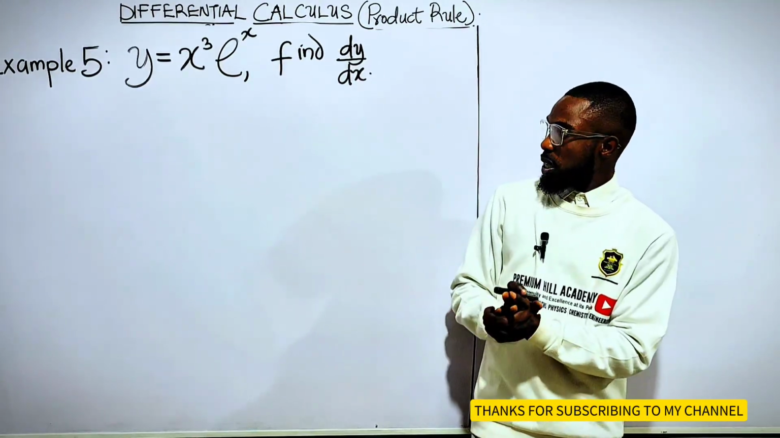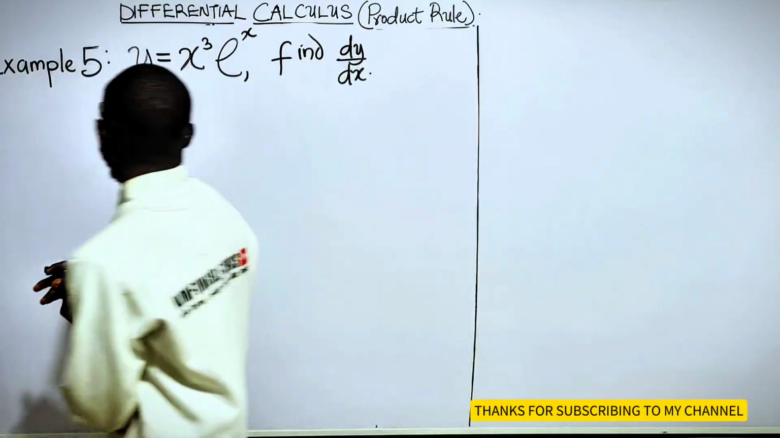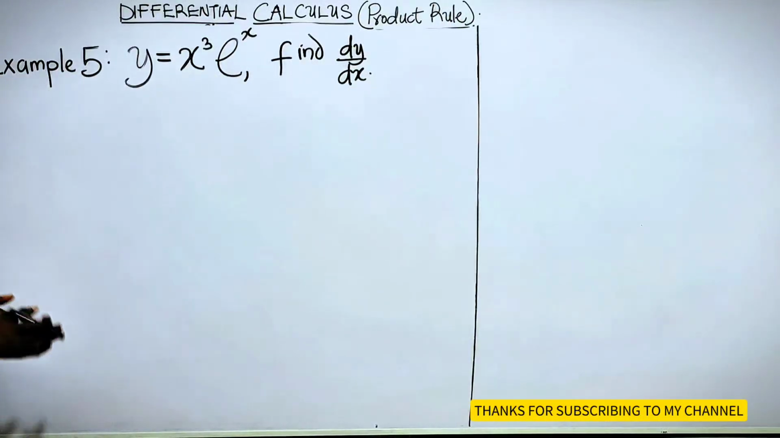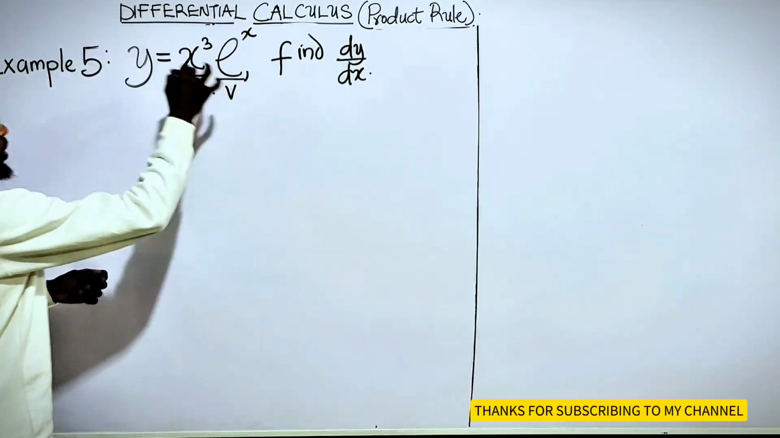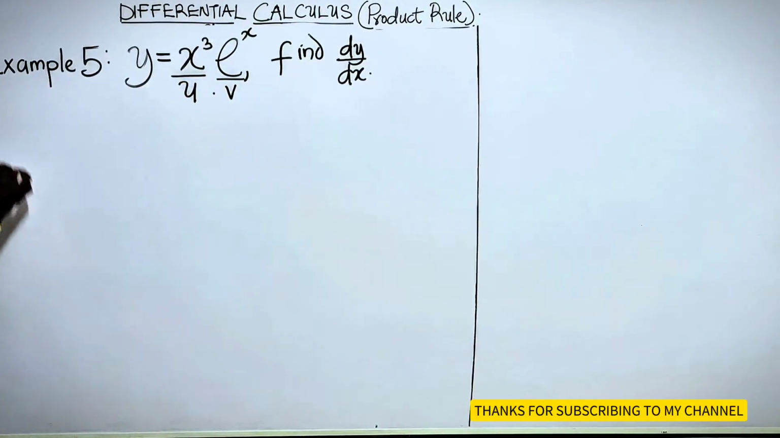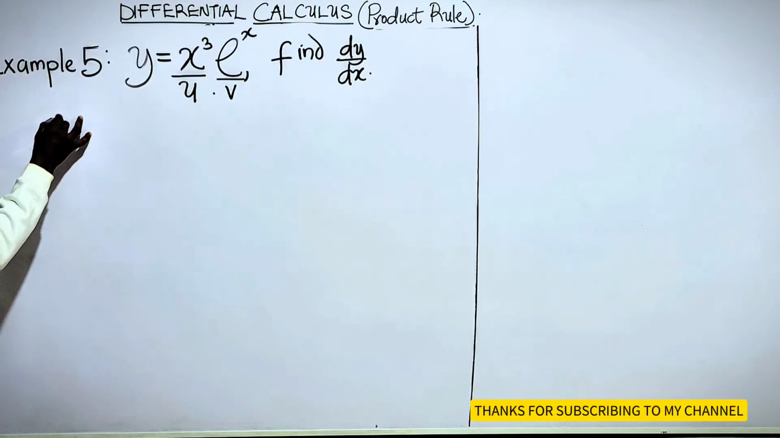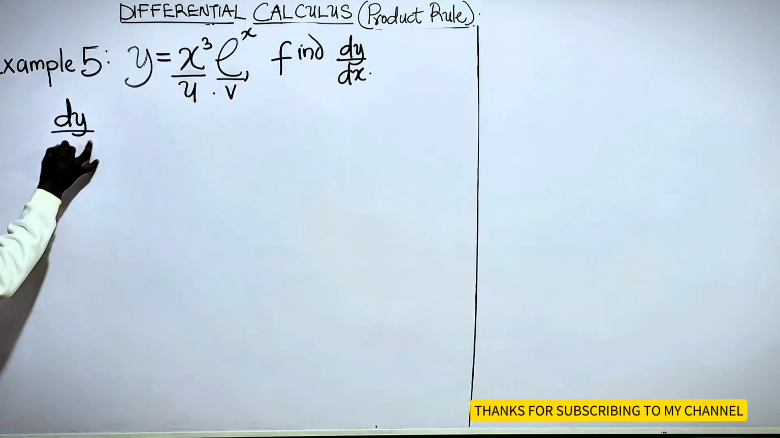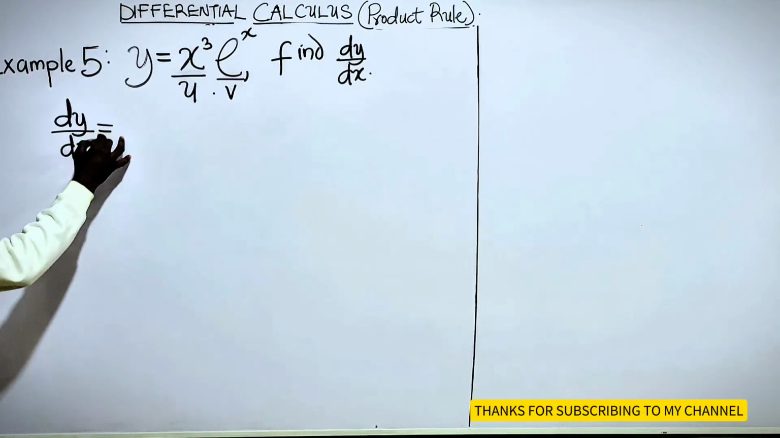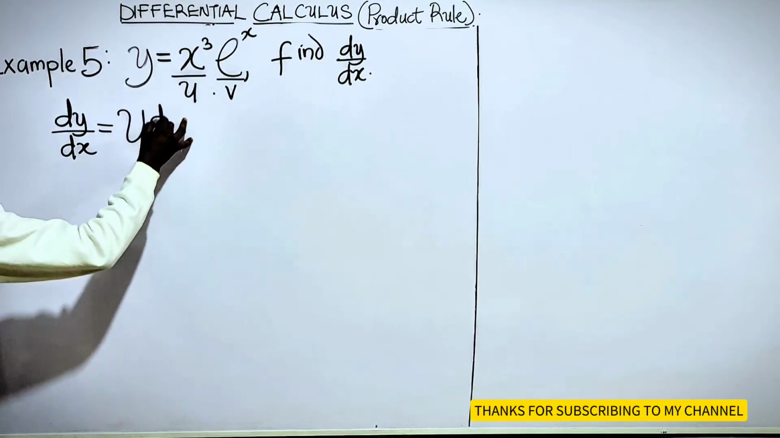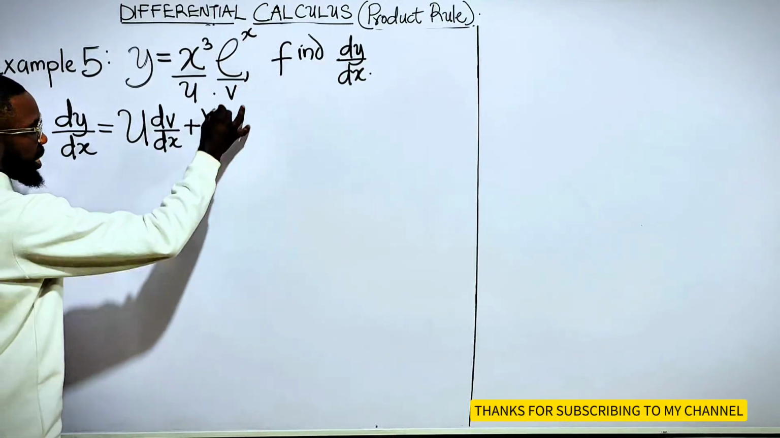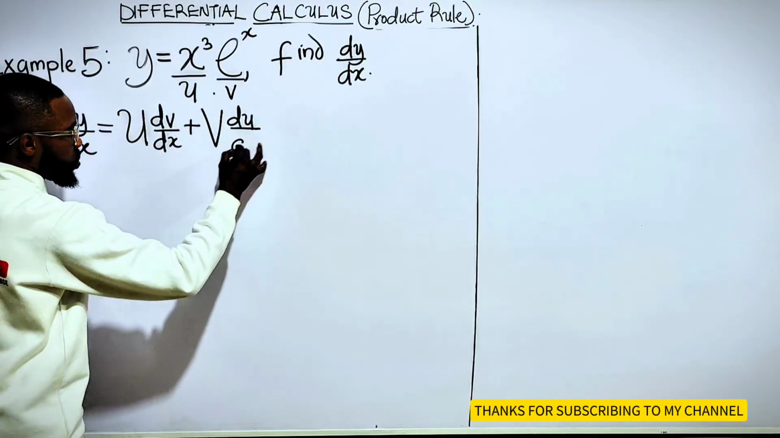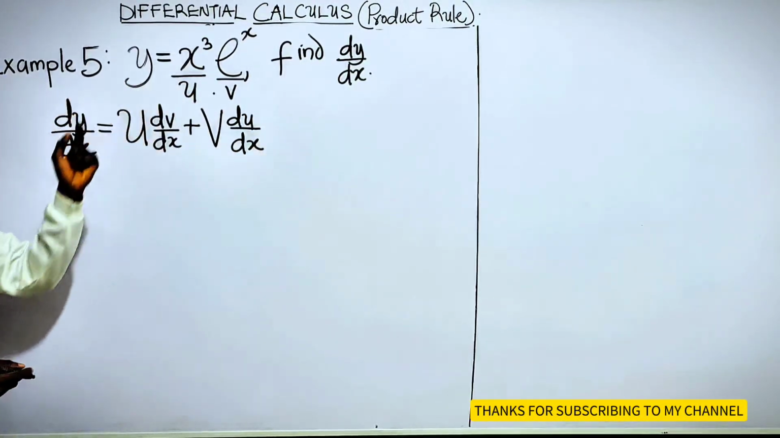So this question says we are asked to differentiate if y is equal to x raised to power 3 times e raised to power x. Of course, this becomes our u and this becomes our v. Simple, right? So with that, we go back to our formula. We have dy over dx, that should give us what? u dv over dx plus v du over dx.